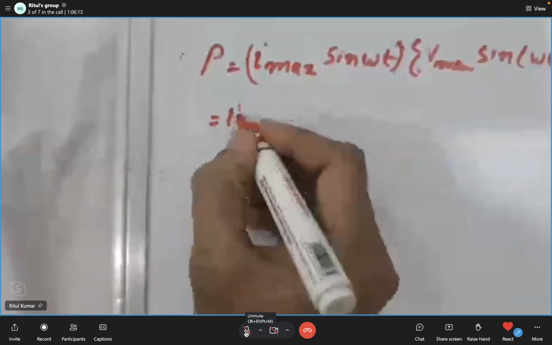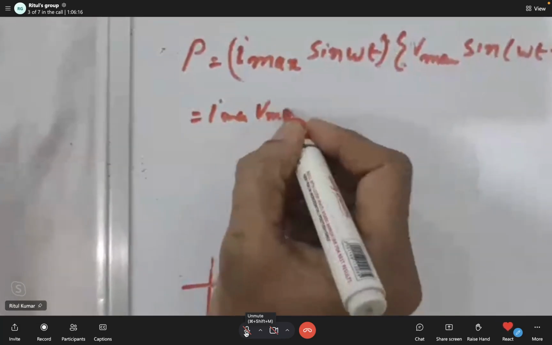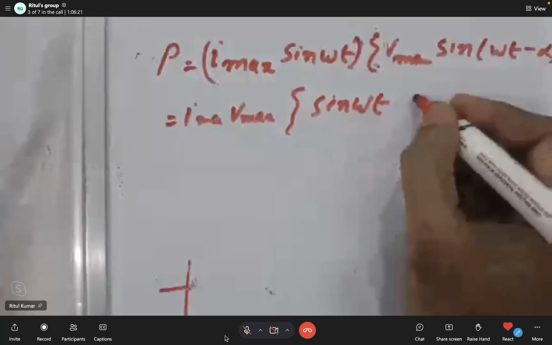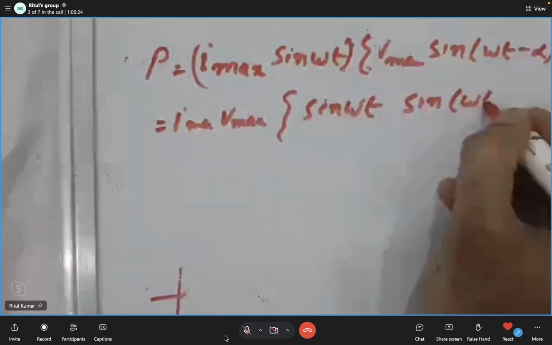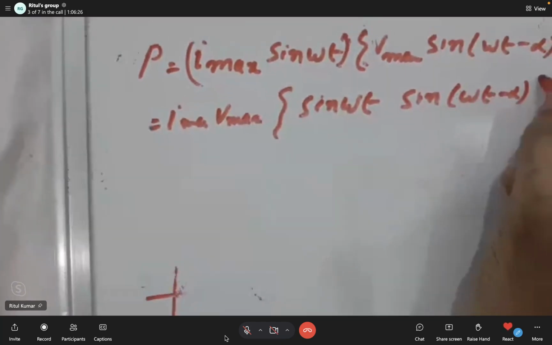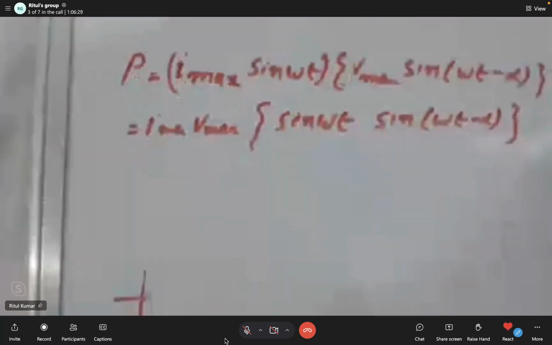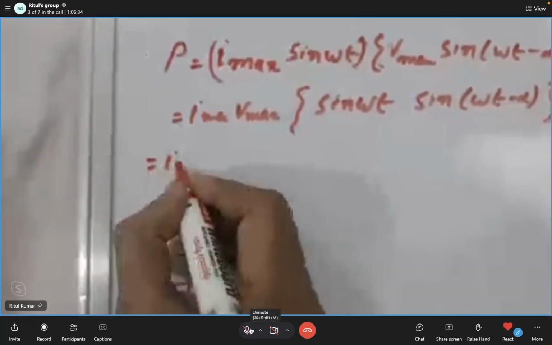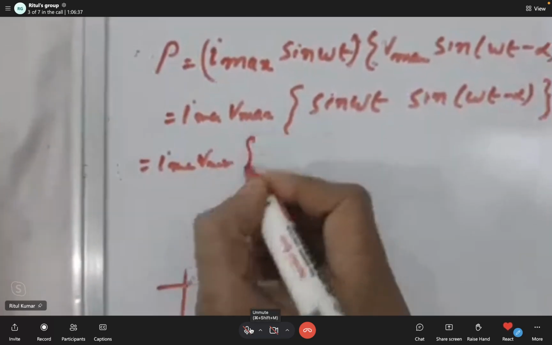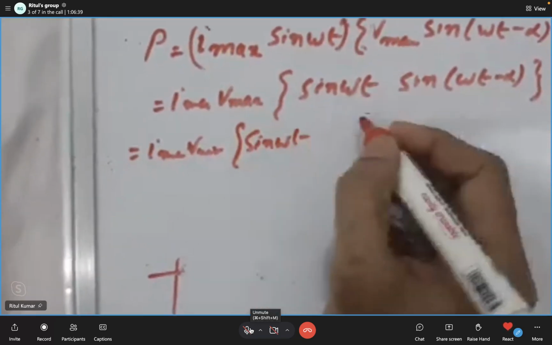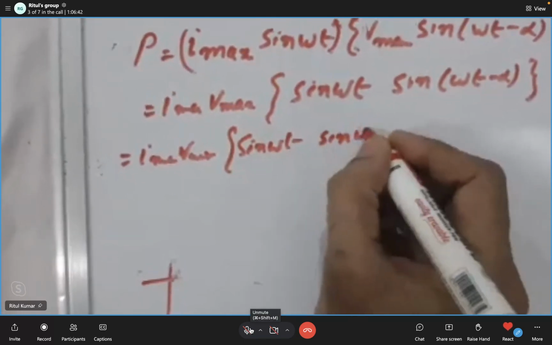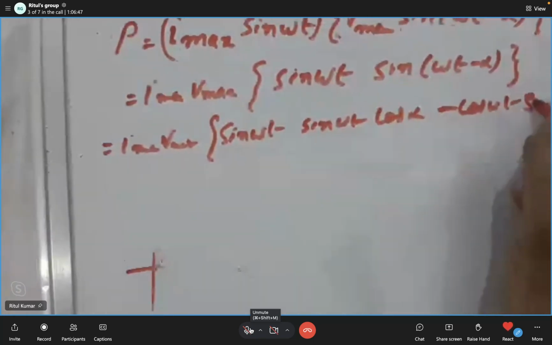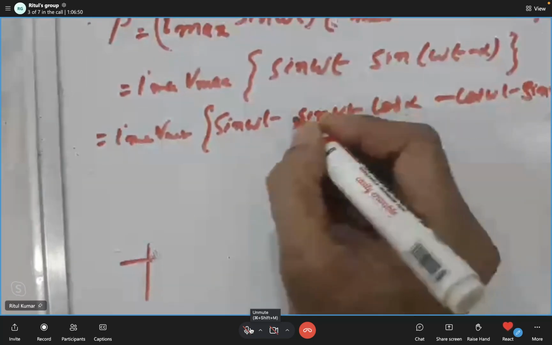Tell me, dear: Imax done, Vmax done. Bracket open, sine of the angle omega t, sine of the angle omega t minus alpha. Imax Vmax, correct? Yeah, that's right. Quickly now, Imax Vmax, some mechanical work. Sine of the angle omega t, cos of the angle alpha minus cos of the angle omega t, sine of the angle alpha. Check it out here.